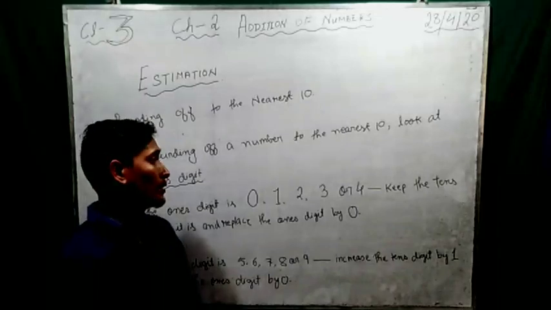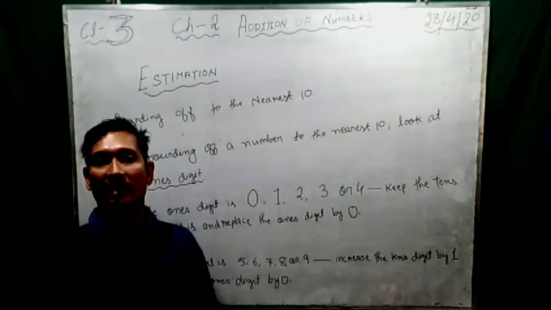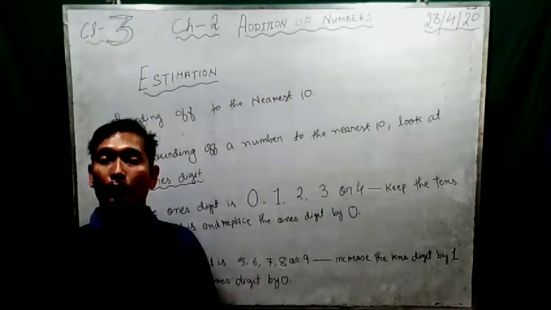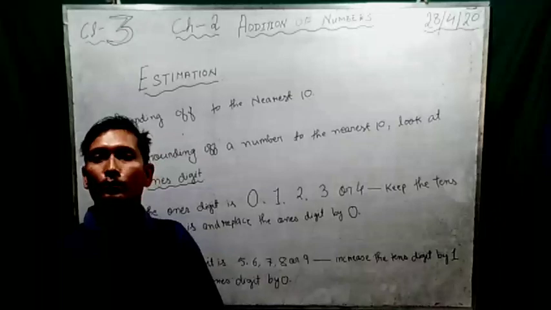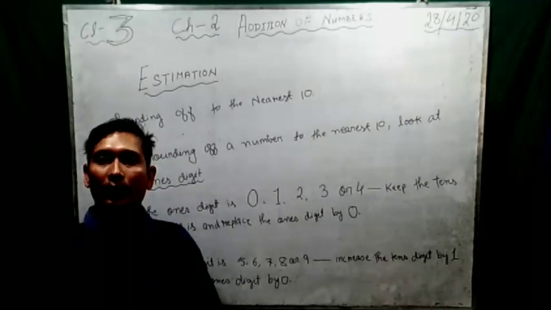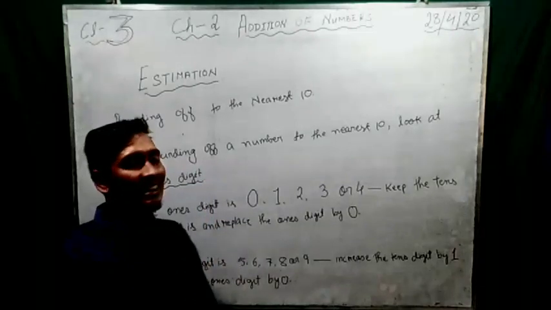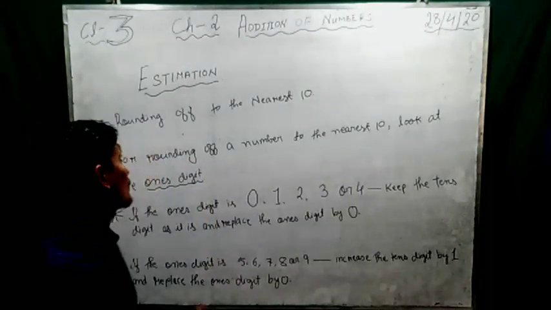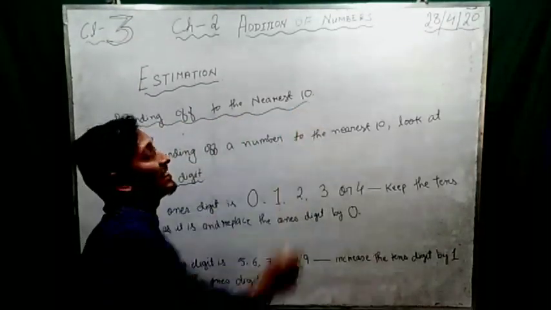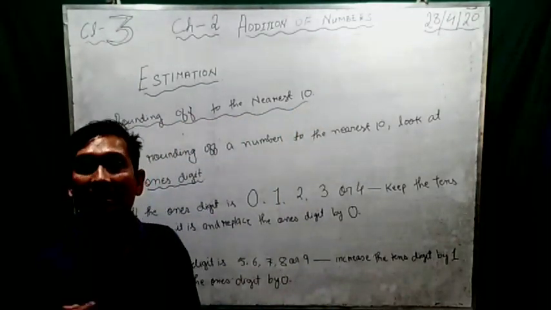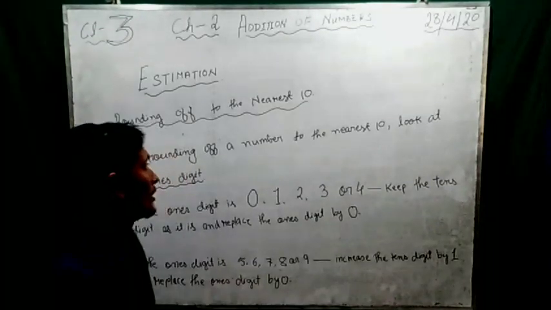So suppose we don't know the exact value of a number, we cannot take just any value. We have to take the one which is nearest to that number. So how do we find that number when we are rounding off to the nearest 10?